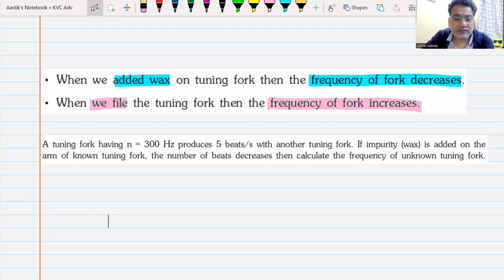This question has very little to do with physics or even maths. It is more about applying some common sense. So try it on your own. I'll give you 2 minutes. If you're not able to do it, let me know and I'll do it for you.